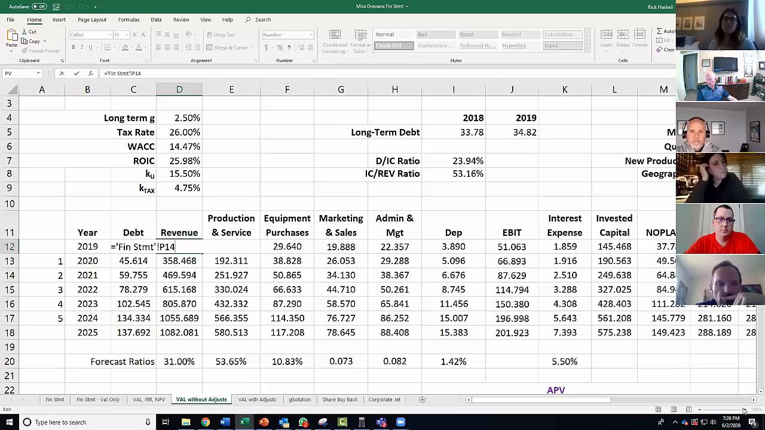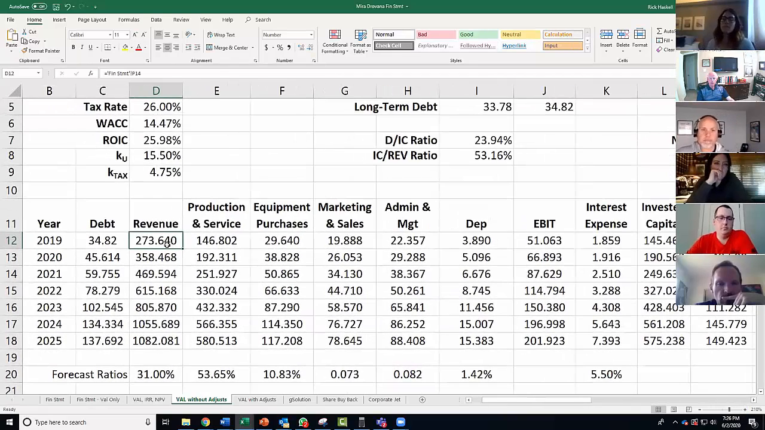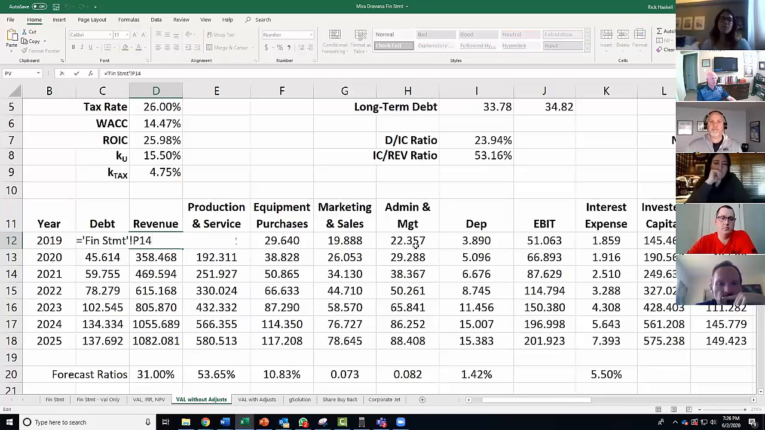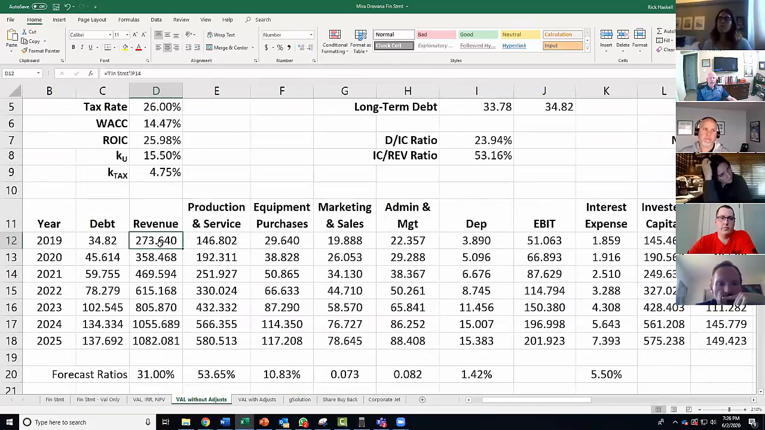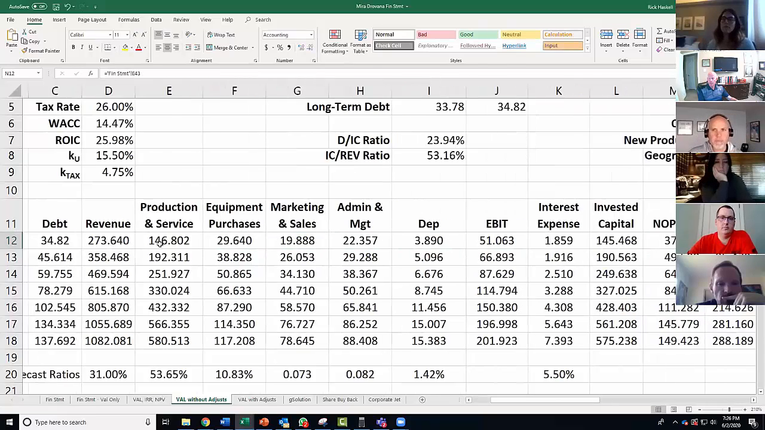I'm hoping that's big enough so you can read it. Let me make sure it is. So to see how I'm getting my revenue, I'm pulling it from the financial statement. You can see that's coming right out of the financial statement. So it's referencing the financial statement right here. Okay? And in this case, all of these values are coming right out of my financial statement workbook.